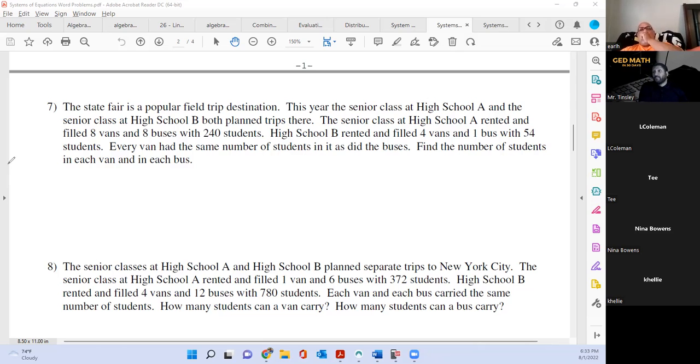Students and buses. I wouldn't say students and buses. Let's look at school A. Let's look at school B. Okay. What do we notice that's similar in both A and B? What did they give us?